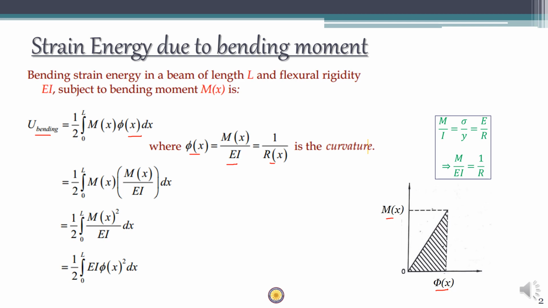We have the expression for strain energy due to bending as half of integral 0 to L M of x square by EI dx. This expression can also be written in terms of phi of x, which looks something like this. Usually we use only this expression for calculating the strain energy due to bending.